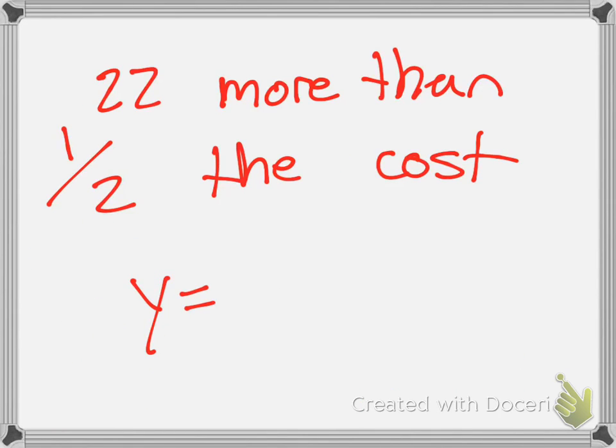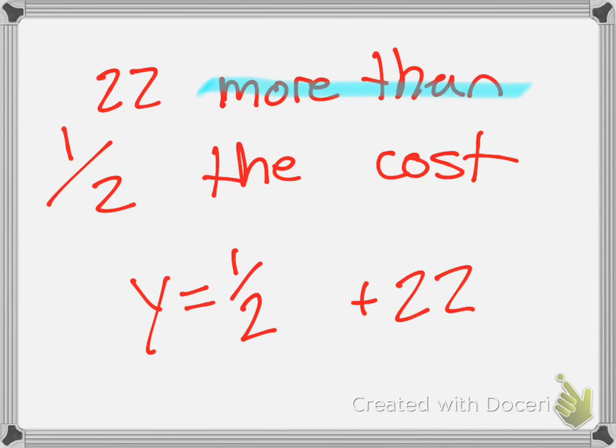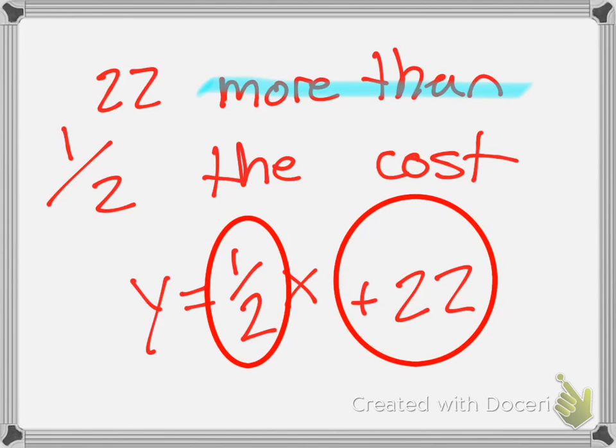Here's another problem. It's our word problem. All we got to do is write it out. 22 more than 1/2 the cost. So we see our keyword more than. We put plus because than means it comes after 22. 1/2 the cost. That means 1/2 times the cost. Do we know what our cost is? So it's our x. Just as easy as that. In this case, this is our slope, and that's our b.